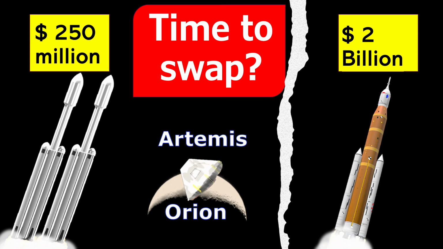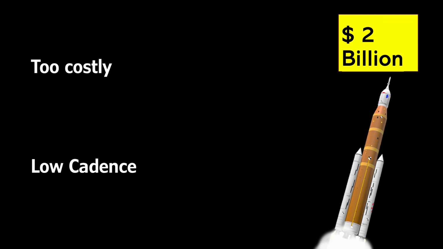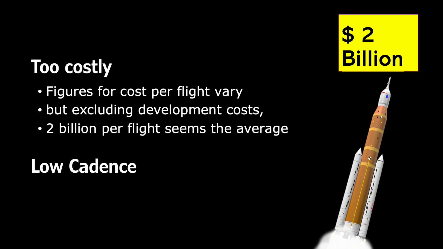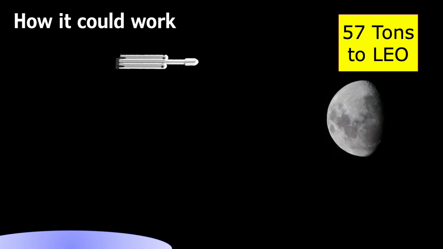For each Artemis launch, is it time to swap the SLS for two Falcon Heavy launches? Now, there are a couple of reasons why this may be the case. One, it costs about $2 billion per launch, and that's excluding the development costs. So we're looking from now on. And the cadence is less than one flight a year. This comes from someone who is a huge SLS fan and would definitely like to see the remaining SLS go into action. But how could it work?